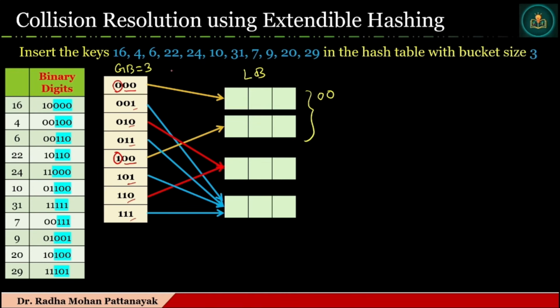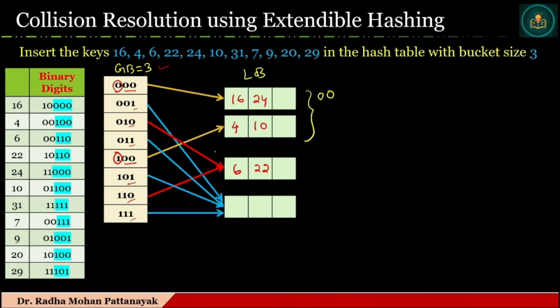Now since the global depth is 3, we will consider 3 digits to store the elements inside the local bucket. Clear? Now see here, for 16, the 3 LSB bits are 000, means we will store 16 here. For 4, 100, so this is 100, put 4 here. Clear? Then for 6, 110, put 6 here. Then for 22, 110, means put 22 here. Then next is 24, 000, means put 24 here. Then next is 10, 100, this is the 100 one, so put 10 here. Clear?